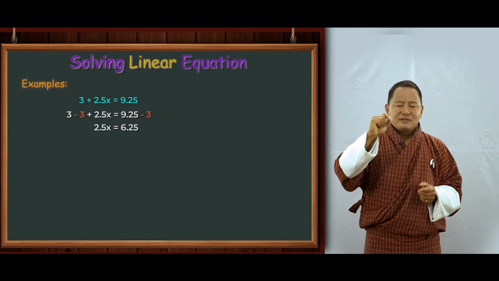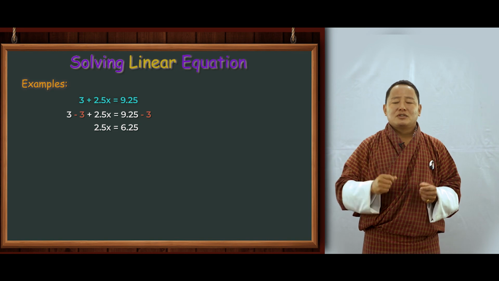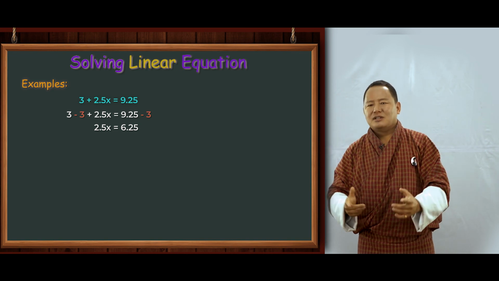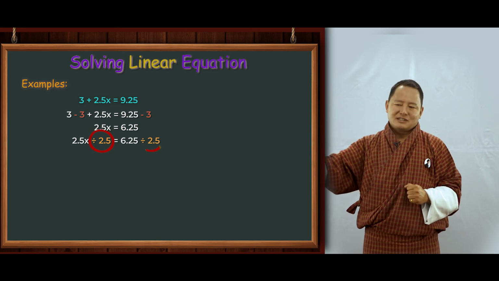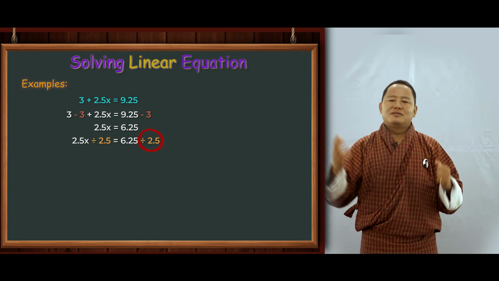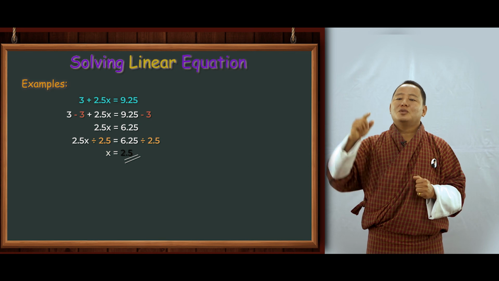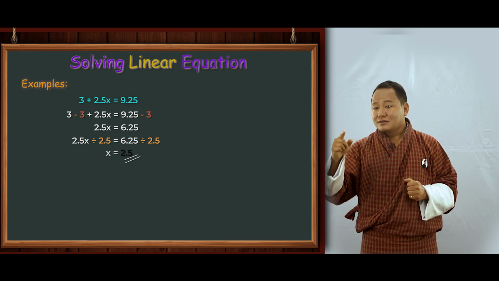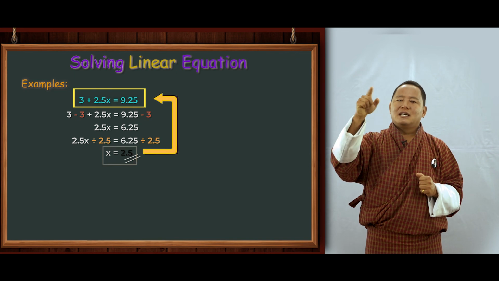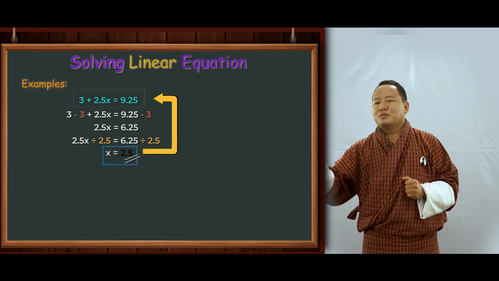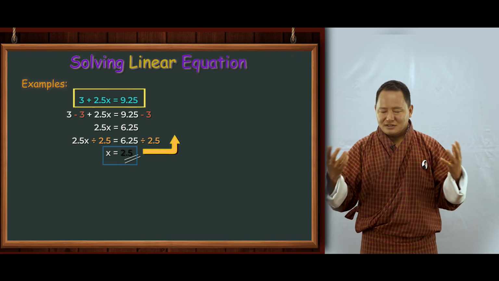So 2.5x, again we have to get rid of 2.5. Therefore it has to be divided by 2.5, and on the right hand side also divided by 2.5. So finally we are left with x equals 2.5. So this is the final value. Put that into the equation 3 plus 2.5x and see whether you are getting 9.25. If you are getting it, then it is true.